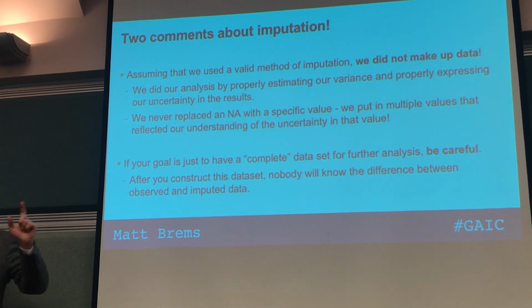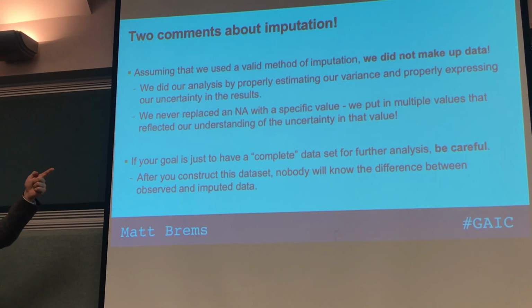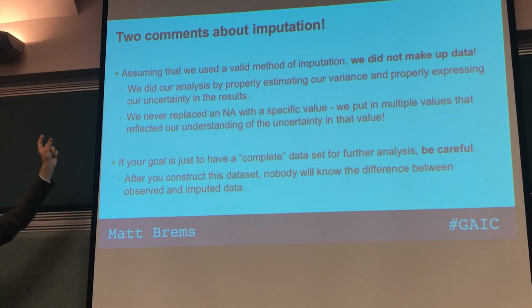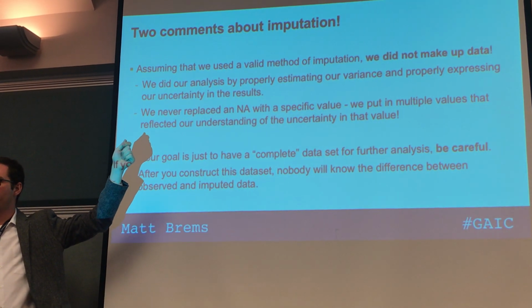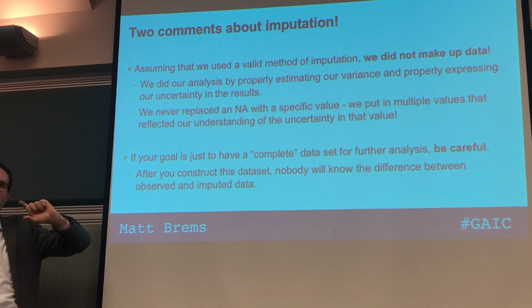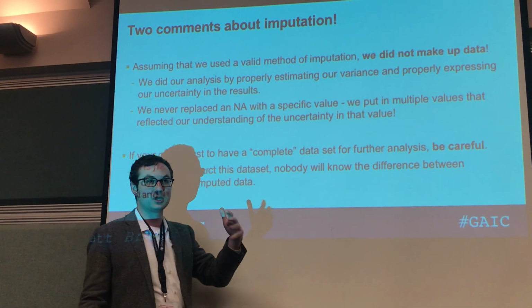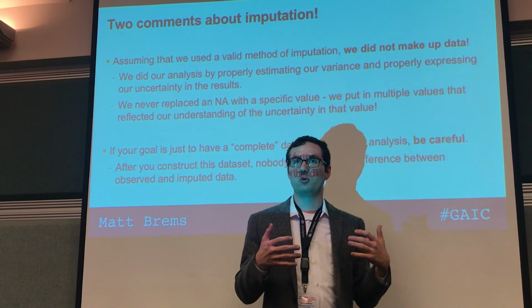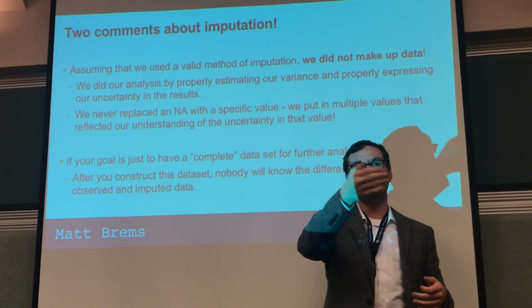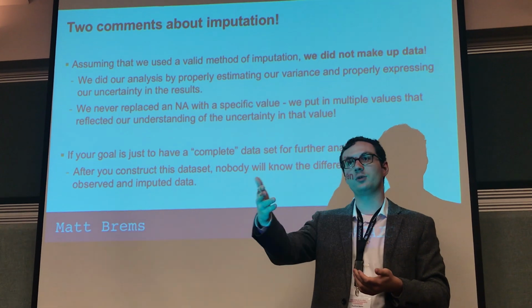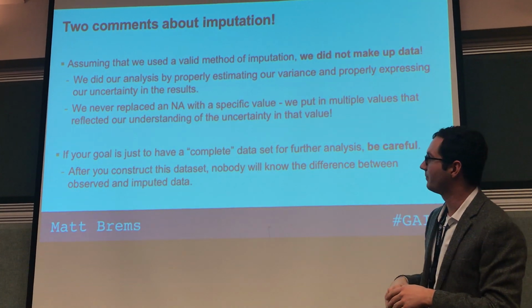So two comments about imputation. First, we did not make up data. We did our analysis by estimating the amount of variability in that data, but we did not make up any data. We never replaced an NA with one specific value. We essentially replaced it with a range of values. We replaced it with a distribution that we could then say, all right, given this distribution, what are the different values it could take on, and how frequently would I expect to see those different values?